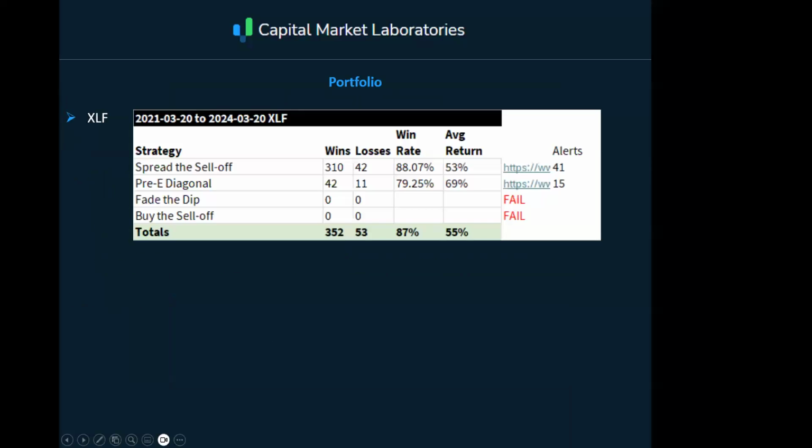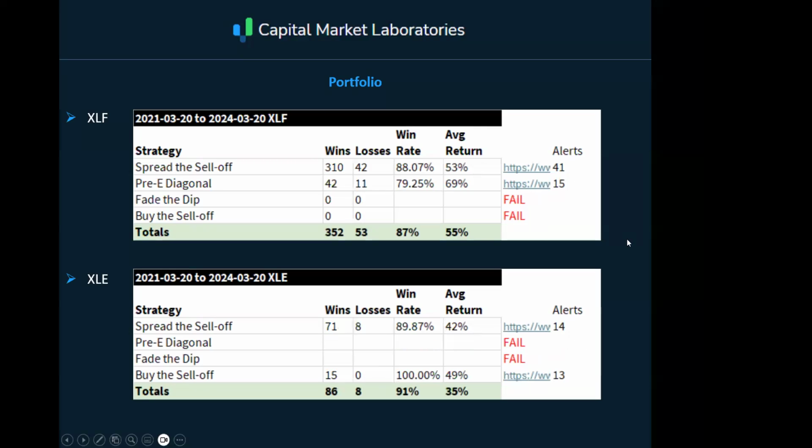Okay. So this is what we just did. This is what XLF was. This was financials. We had spread the sell-off, pre-diagonal. Here's how the trades looked, win rates, average returns. These 2 failed. And this gave us 56 alerts. In XLE, so energy, spread the sell-off looked great, 14 alerts. Buy the sell-off worked, the other 2 failed. So this gives us another 27 alerts. Here's the total averages.